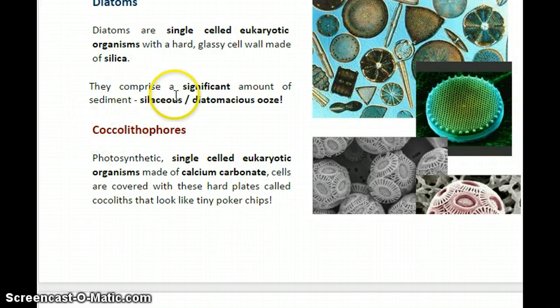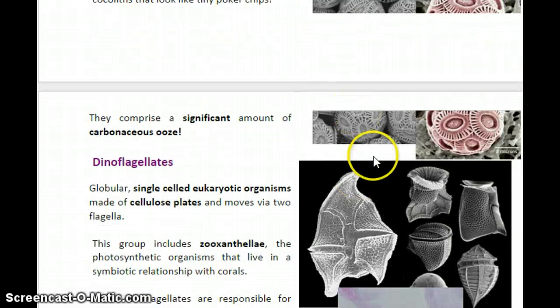Another organism that's similar to diatoms are coccolithophores. The difference here is that they're photosynthetic. They are also made of a test of calcium carbonate, different from the silica. Coccolithophores are basically a cell inside a hard little ball covered with what look like little poker chips. That's the coccolithophore inside. These guys also, when they die, their tests fall to the bottom and make up ooze as well. This is called carbonaceous ooze, since it comes from calcium carbonate.